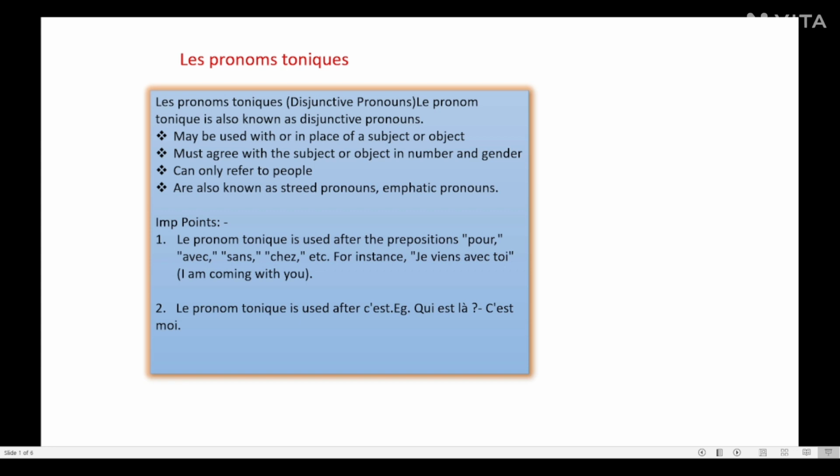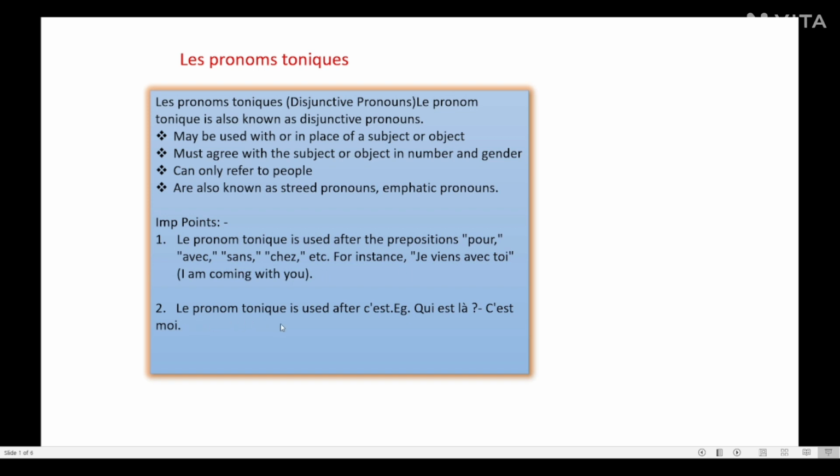Now, an important point to remember is that we can use this pronom tonique after prepositions. Which prepositions? They are pour, which means for. Avec means with. Sans means without. Chez means at someone's place, etc. Let us see some examples. Je viens avec toi. I come with you, or I'm coming with you.